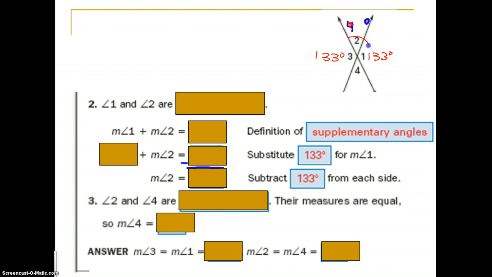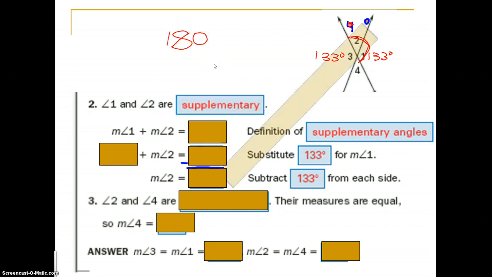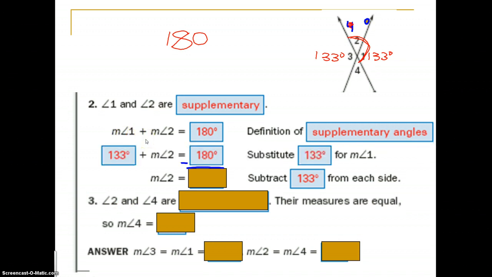You know angles 1 and 2 make a straight line. See that line? That means that they are a straight line that starts with an S, just like supplementary, which is 180. If I add 1 and 2 together, you should get 180. I already know angle 1, and that little m means the measure of angle 1 is 133. If I subtract 133 from both sides, you get 47 degrees. So this is 47 degrees.